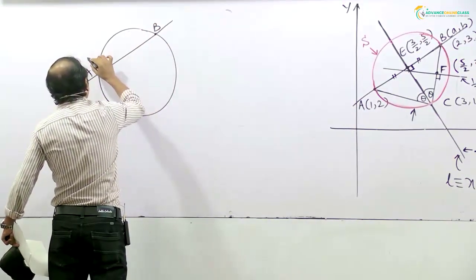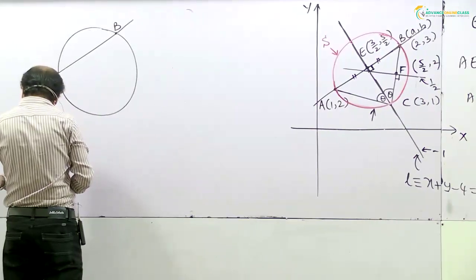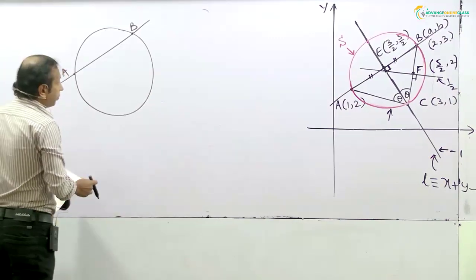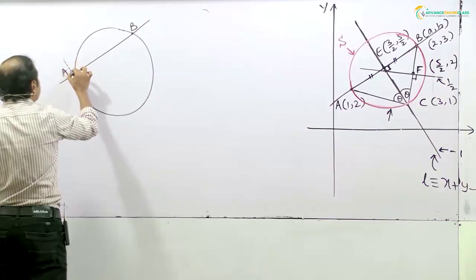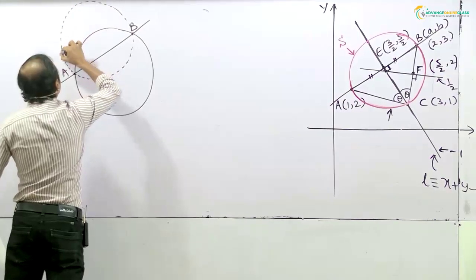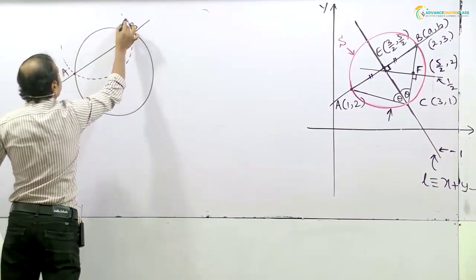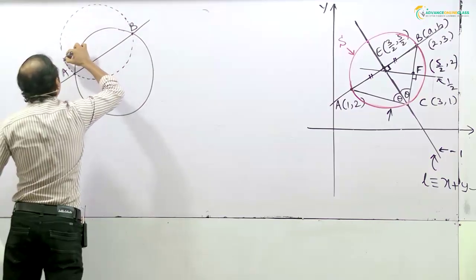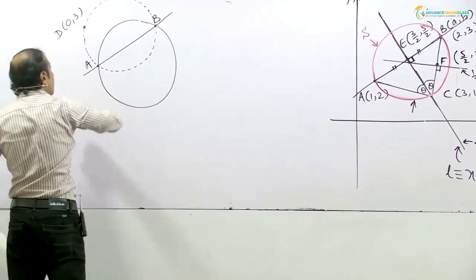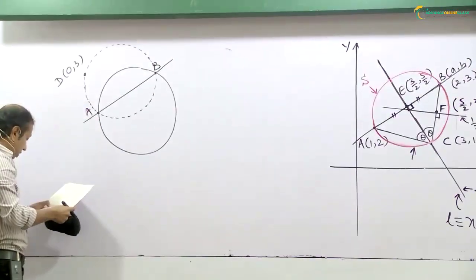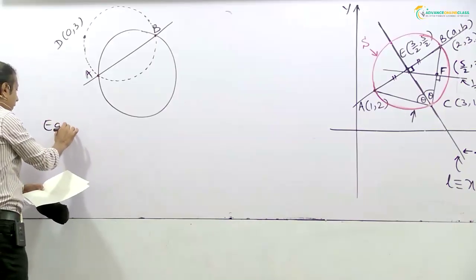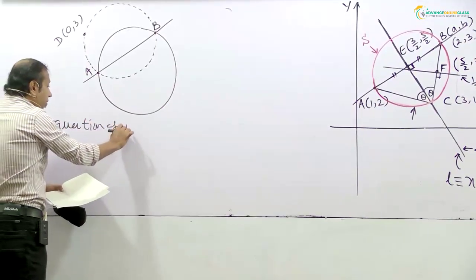Maybe, right? This way, point is what? 0, 3. Right. We need the AB equation. Write down the AB equation. Equation of AB.